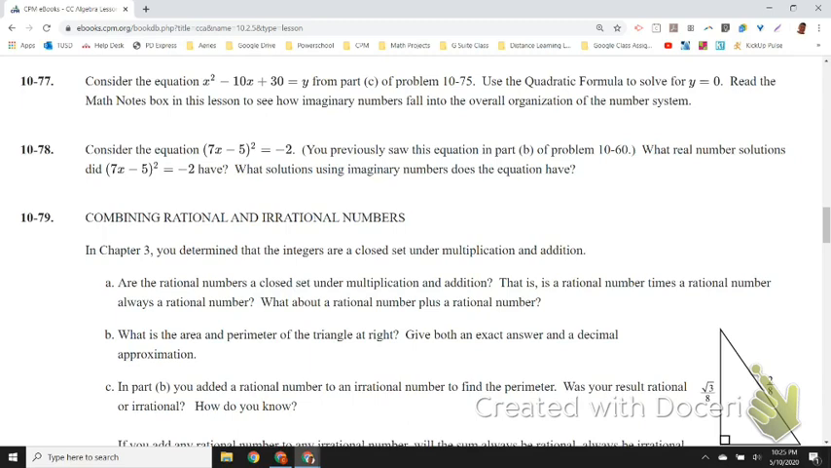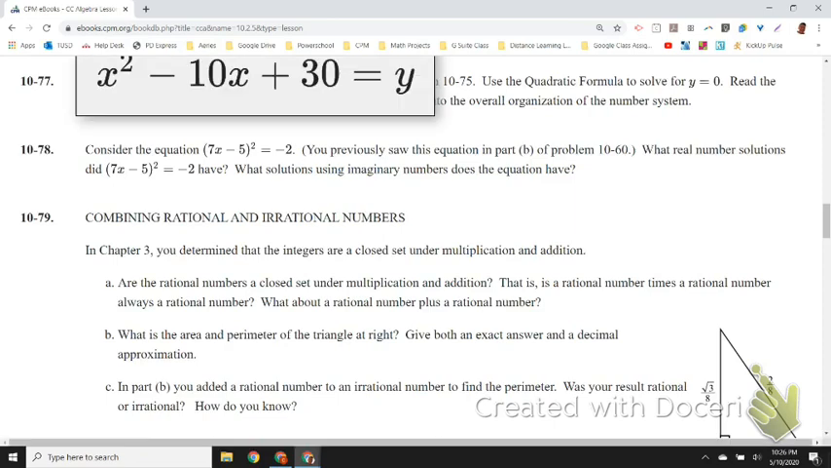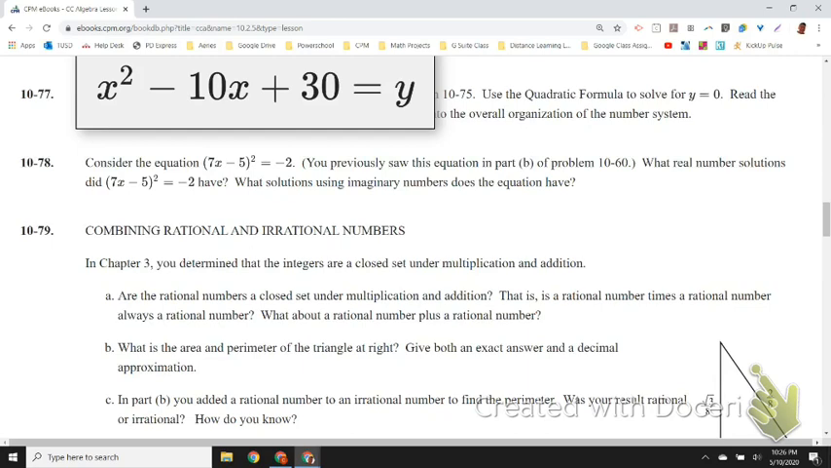So if you have an equation that doesn't have any intercepts, you want to find what the answers are. You're obviously going to get some imaginary numbers. So I want you guys to pause the video and go ahead and solve this problem right there using the quadratic formula. Come back when you're done.